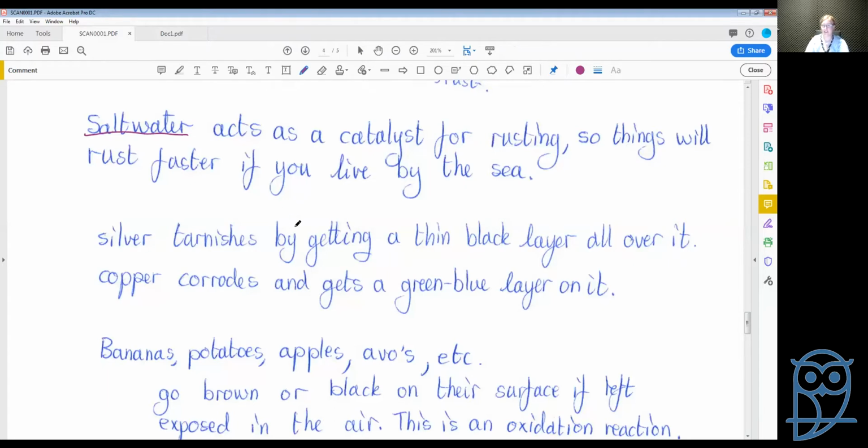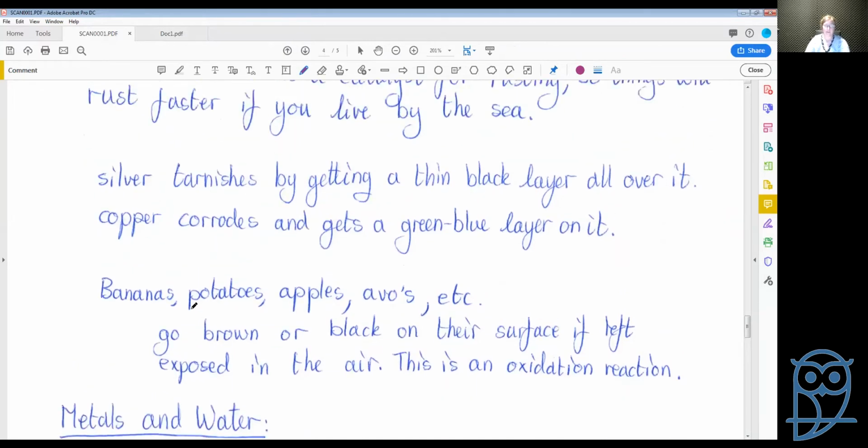So oxidization doesn't just happen with pure metals just standing there as metal objects. It also happens in terms of other things. Here's a few examples: bananas, potatoes, apples, avos. These are all things where if you cut them and you leave them, they end up going brown or slightly blackish or something like that. So that reaction that makes them go brown or black on their surface is an oxidization reaction. So that's what's happening with those.